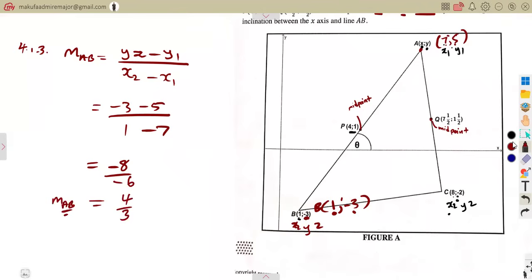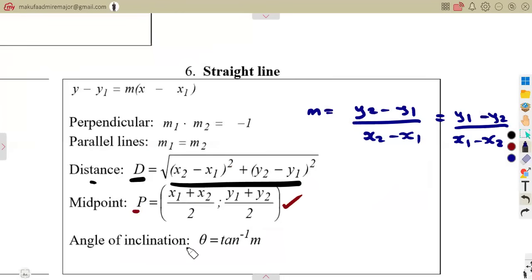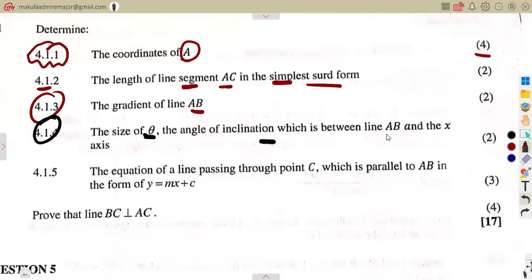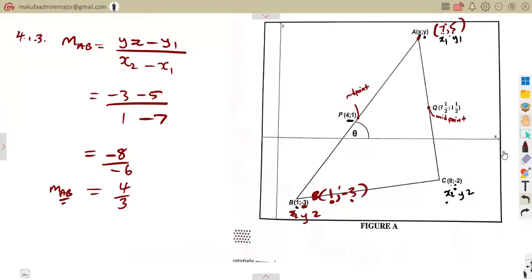Okay, directly like that, we can calculate the size of theta, the angle of inclination. Remember that the angle of inclination can be calculated as theta, which is arctan m. M is the gradient that you calculated before. So we can calculate our theta, which is between the line AB and the x-axis. We have already calculated the gradient of AB, so that is a straightforward calculation.